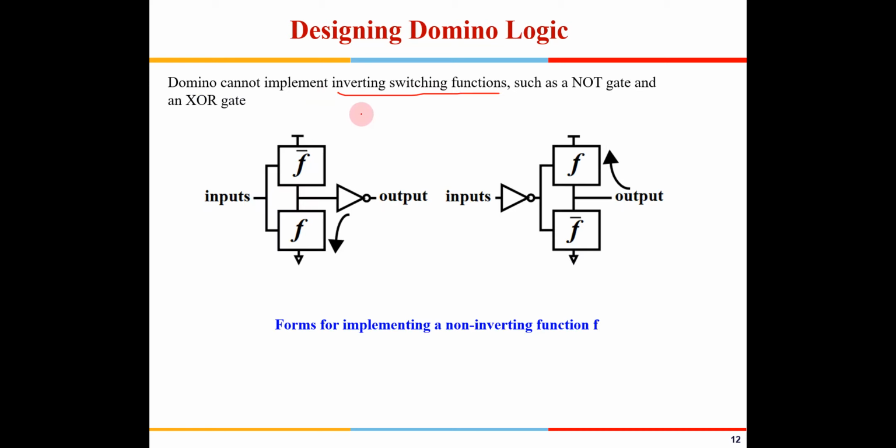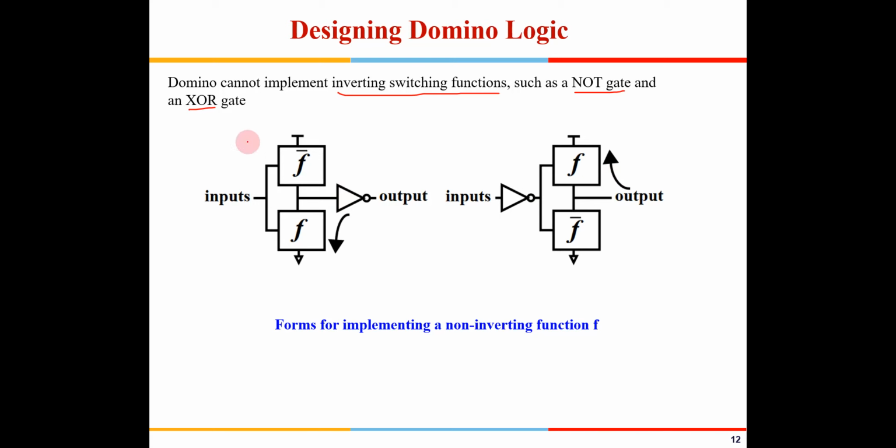Okay. So now there is a problem with the domino circuit, that inverting functions cannot be made directly. Like you can have an AND gate, because there is one more inverter placed out here in the domino logic. So you can't make a NAND gate. You can't make a NOT gate, right? You can't make an XOR gate. So this is an issue here, and that becomes a problem for domino logic.